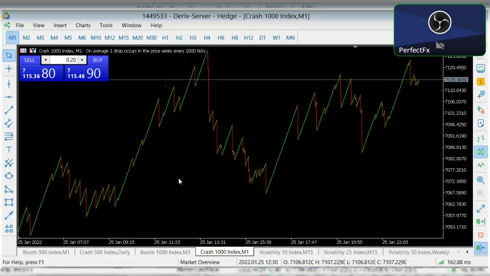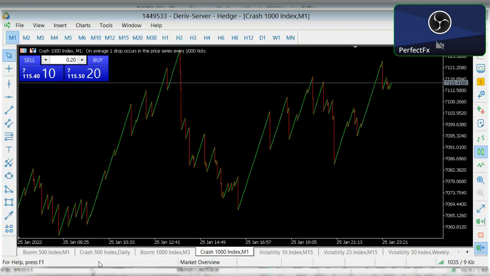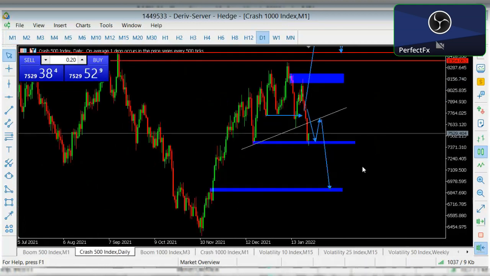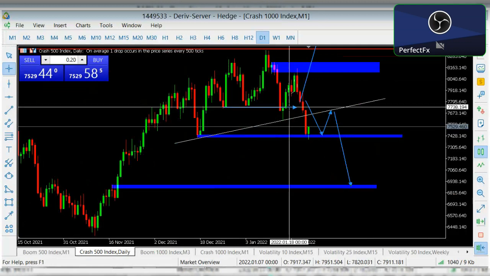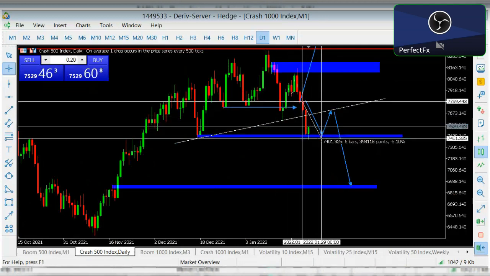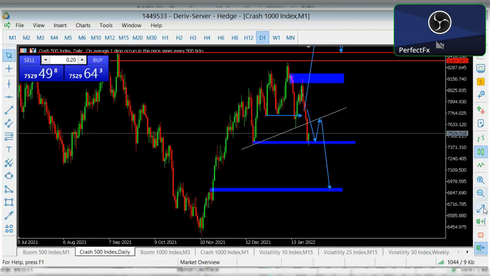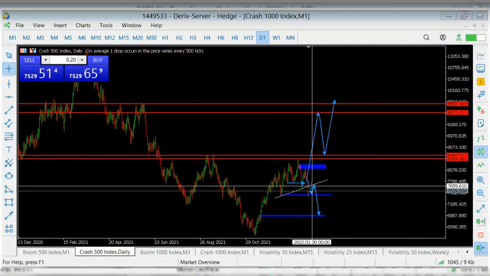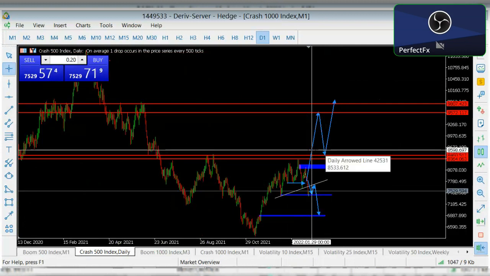And on that video, we did a top-down analysis of the crash 500 index market, speculating that price was going to sell from this very point to this downside and then eventually react to this upside, or price was going to buy to this upside and then eventually drop to the downside before we start searching out for entries.